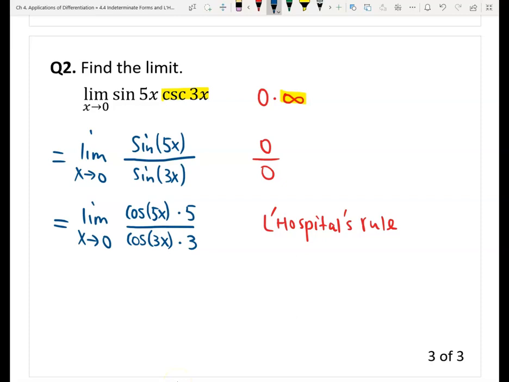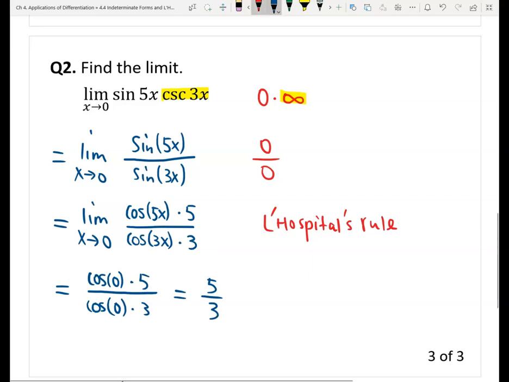Quotient rule. We can directly substitute. Let me do it. If we directly substitute, 5x is 0, right? So we have cosine at 0 times 5 over cosine at 0 times 3. Cosine 0 is 1. Therefore, we have the answer. See, it's 5 over 3. Okay, not difficult, right? And this is about this strategy.